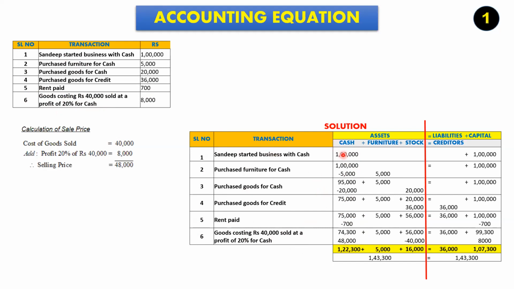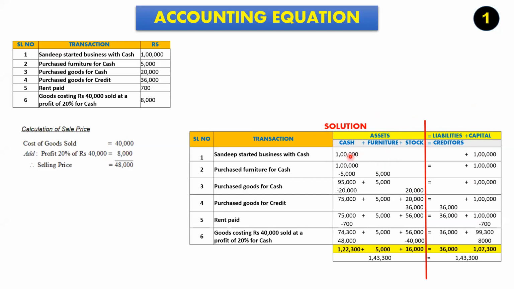Then we'll start entering the values here. See here, Sandeep started business with cash. Under cash, 1 lakh should come. And always remember, left hand side is equal to right hand side. This is left hand side and this is right hand side. Why do we say left hand side is equal to right hand side? Because the formula says assets is equal to liabilities plus capital. Liabilities and capital come under one group, assets come under one group, and in between there is an equal to symbol. So that's why we need to always see that left hand side should be equal to right hand side.